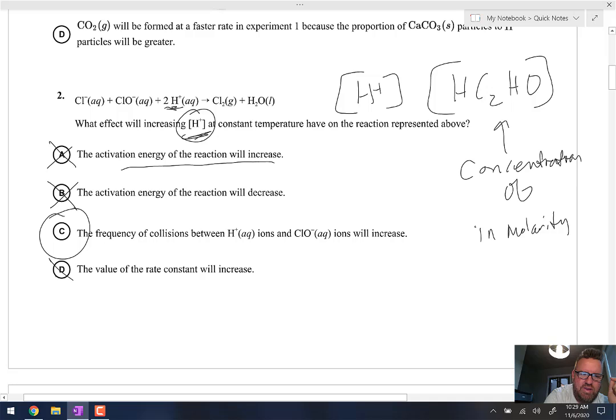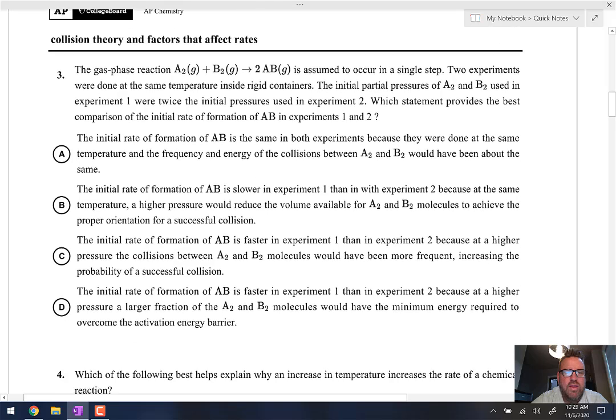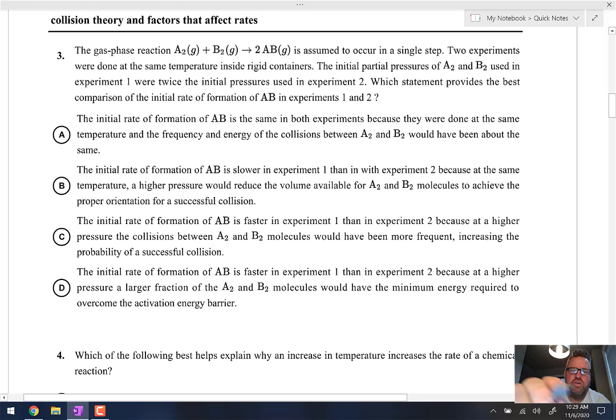Answer D we haven't even talked about yet. Don't worry about what answer D means, but we will get there. But that obviously is also not true. Okay, question number 3. The gas phase reaction between A2 and B2 is assumed to occur in a single step. Again, some of this stuff comes up later on in Unit 4, but is not important to the question now. So the fact that it's a single step doesn't mean anything for this problem.